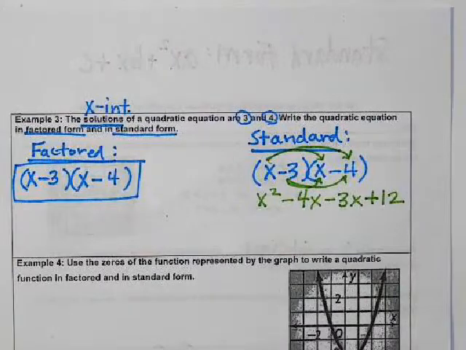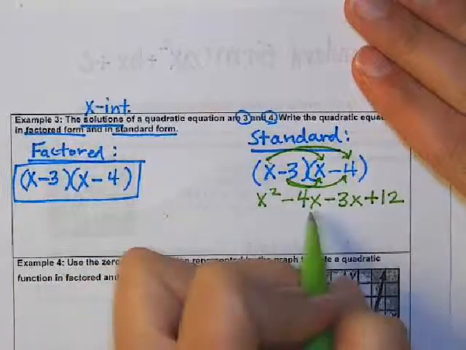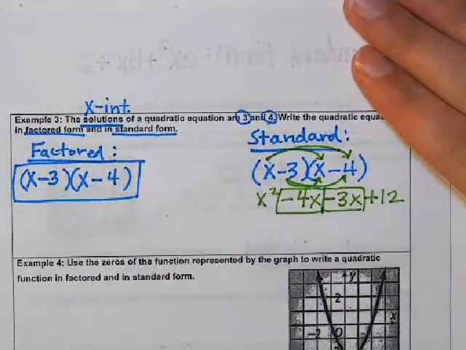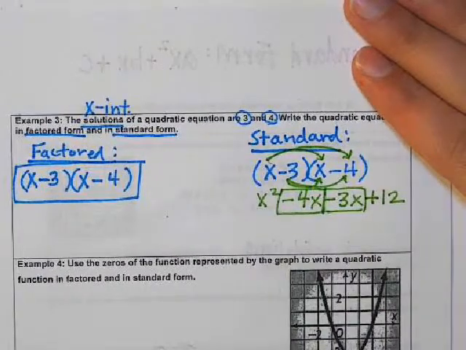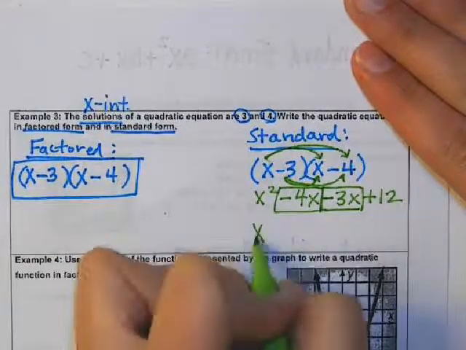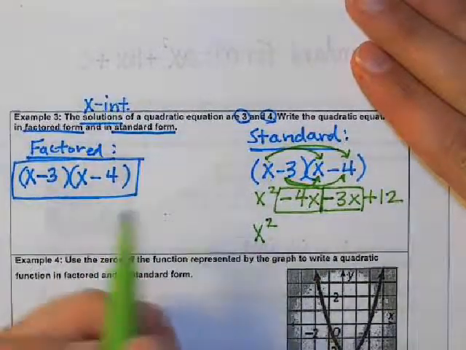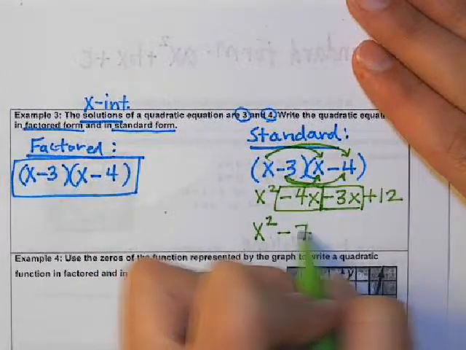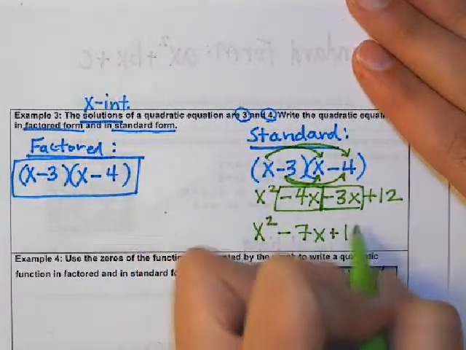Combine my like terms, which are -4x and -3x. Perfect. Way to put the signs with it. Okay, what goes first? X squared always first. Then I'm going to add -4 and -3 and get -7x. Good. And then the +12 gets brought down last.